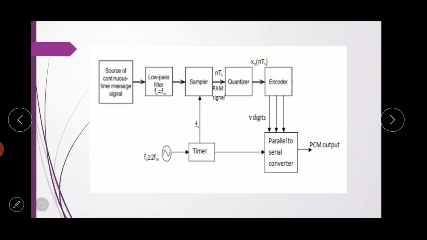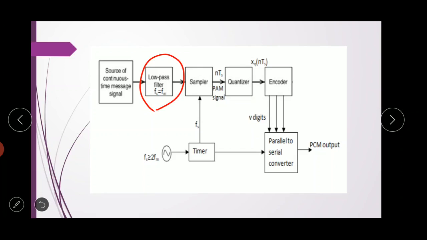So, in the PCM transmitter, the signal x of t is first passed through the low pass filter. This one is the source of the modulating signal, that is x of t. Then the x of t or modulating signal is given to the low pass filter. So, we can say this one is the first block of the PCM transmitter.